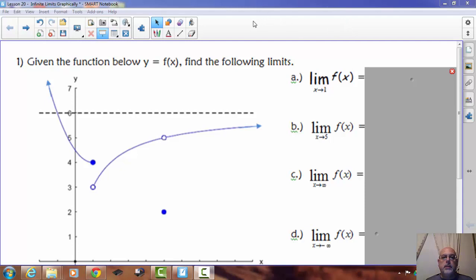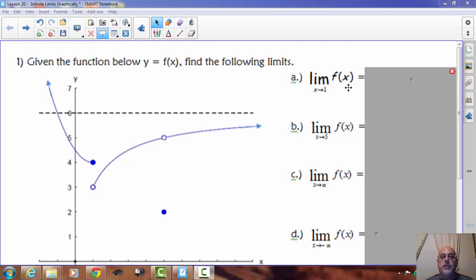Hello ladies and gentlemen, and welcome to the screencast for finding the limits of a function graphically as x approaches infinity or negative infinity. But we're going to mix in some other problems like we've been doing, finding the limit as you approach from the left and the right. So let's take a look at this.